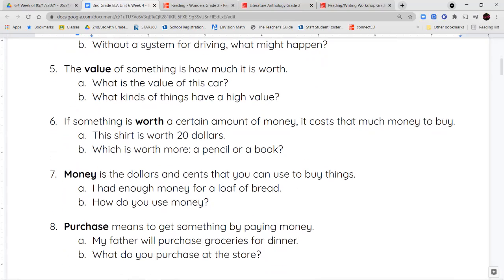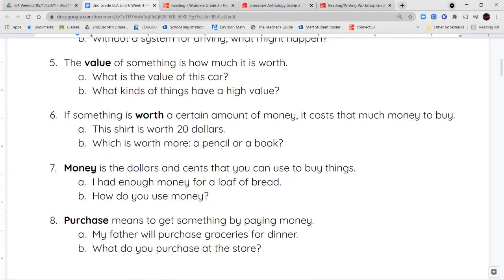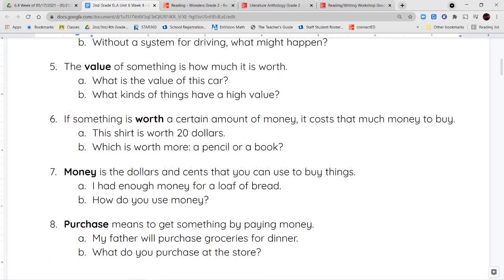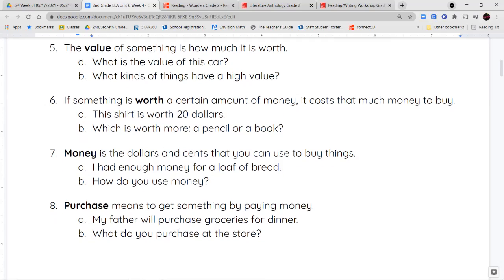Next, we have the word money. Money is the dollars and the cents that we use to buy things. So that currency, the kind of thing that we're using, that we're exchanging when we go to buy something, that's money. And last, our word is purchase.